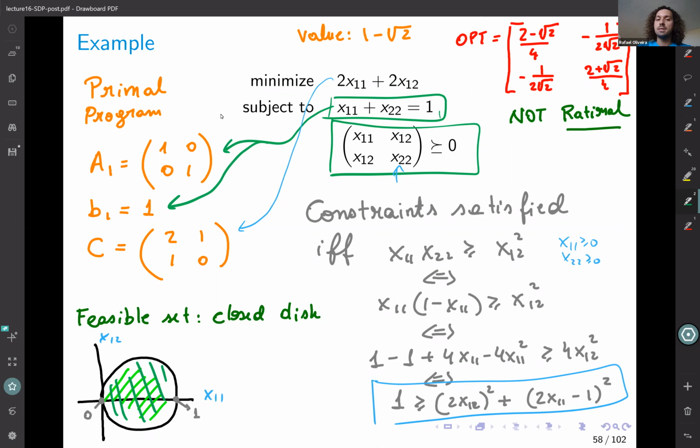And if you solve this semi-definite program, you can solve it in a computer program. You will get that the value of the semi-definite program is actually given by 1 minus square root 2. And the optimum is given by this semi-ugly formula here, this matrix. And note that both of them are not rational.